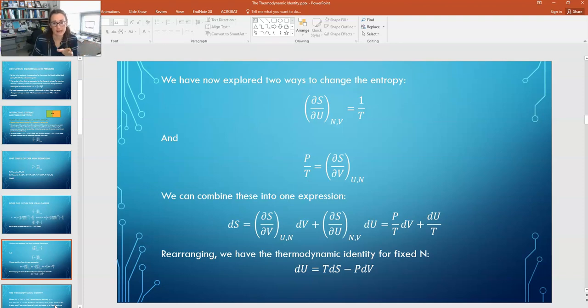Okay, so now we plug our expressions in for what partial s with respect to v and partial s with respect to u are. Partial s with respect to v is p over t, and partial s with respect to u, we've already shown, is 1 over t. Plug that in. That means that ds is equal to p over t times dv plus du over t. So we can rearrange that and solve for du. And if we do, then we have a start on our thermodynamic identity. So here, du is equal to TdS minus PdV if n is fixed.